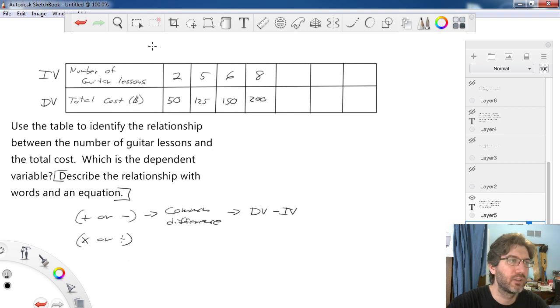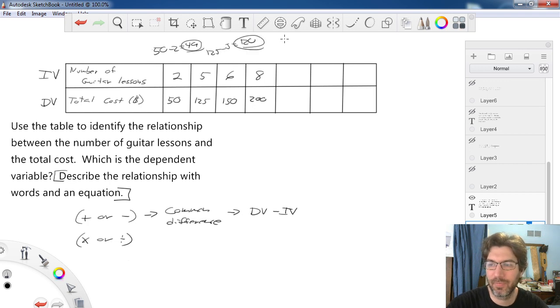And you're going to find that common difference. So here we're going to do 50 minus 2, because you want your dependent variable first. And that's going to equal 48. Here you're going to do 125 minus 5, and that's going to equal 120. And you'll note that this number and this number are different. That's what you're looking for, because a common difference would mean they are supposed to be in common. So this one is not going to be an addition or subtraction relationship. It's going to be the multiplication or division one, right? Because this was not true.